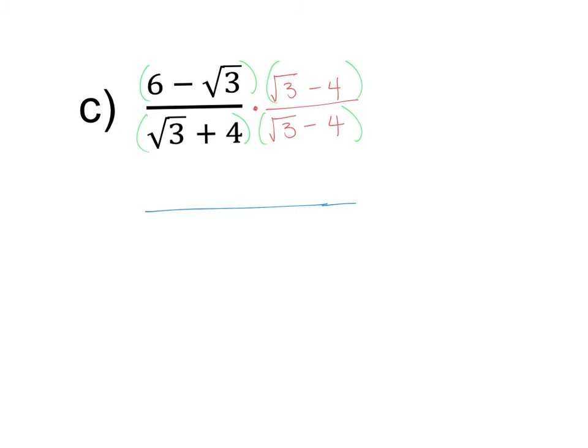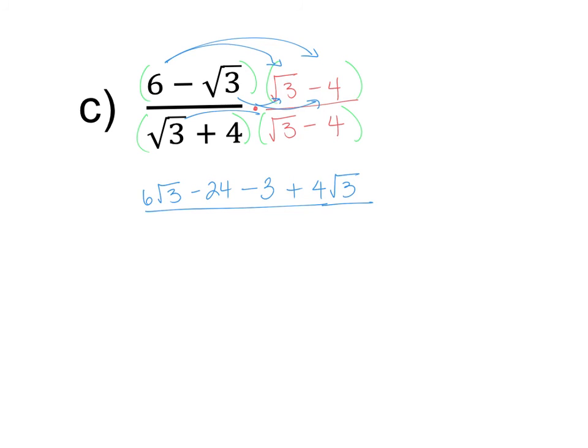All right, one by one here. So we have 6 times square root of 3. 6 times 4 is negative 24. Negative square root of 3 times positive square root of 3. So that's going to be a negative. Square root of 3 times square root of 3 is going to make this a 3. Okay, negative times negative makes a positive, and then square root of 3 times 4 is going to put the 4 in front and the square root to the side. All right, I'm done with the top.